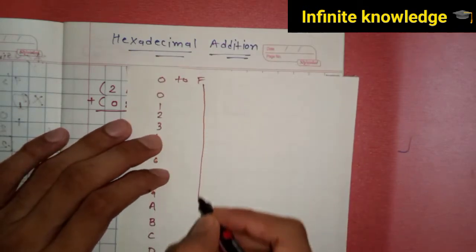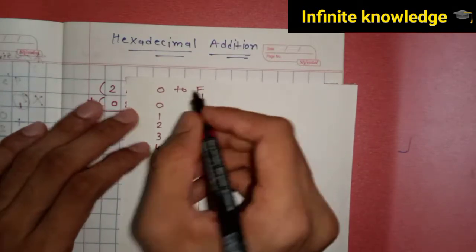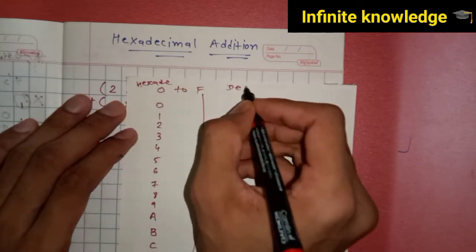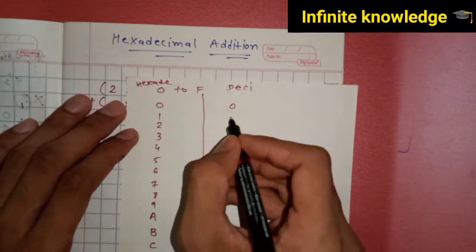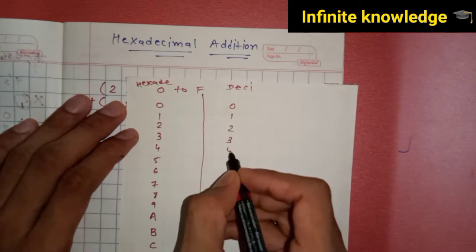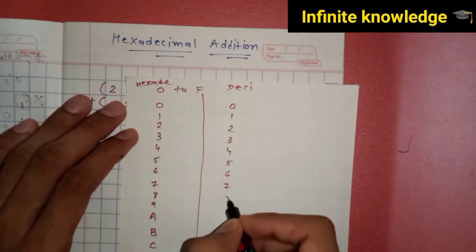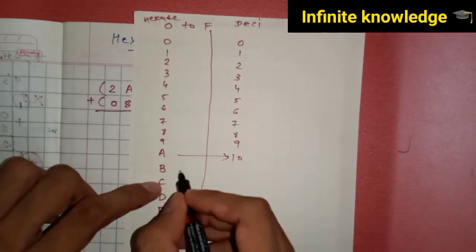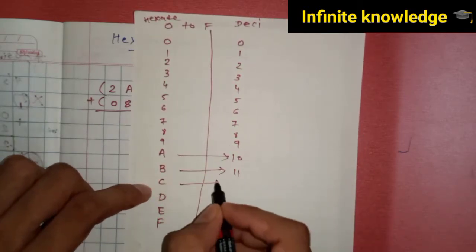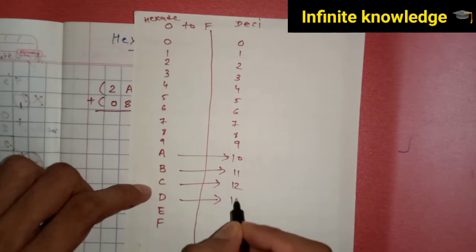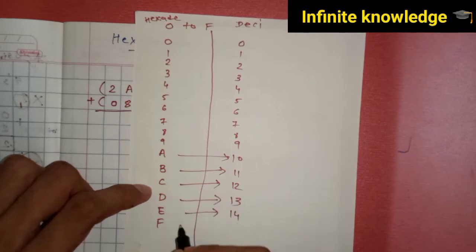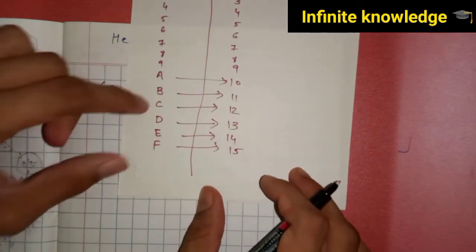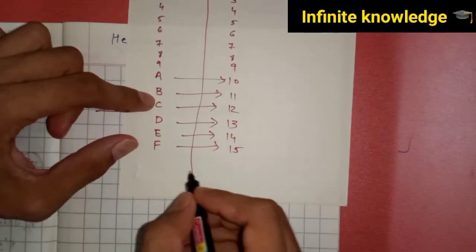If I distinguish both, these are the hexadecimal number system and these are the simple decimal number system. So 0 stands for 0, 1, 2, 3, 4, 5, 6, 7, 8, 9. Then in decimal, A is 10, B is 11, C is 12, D is 13, E is 14, and F is 15. Now if you further increment, what happens?